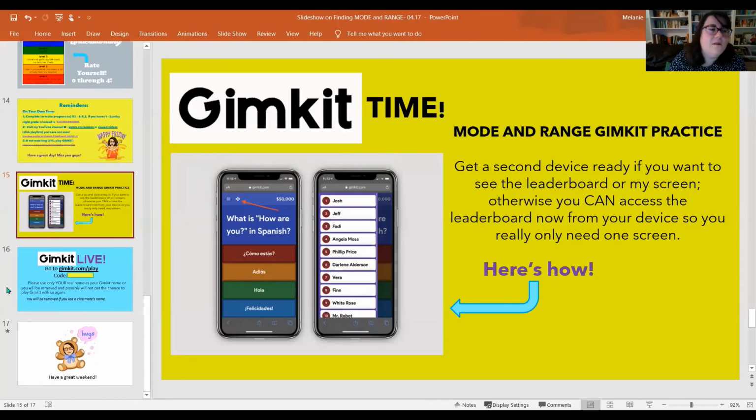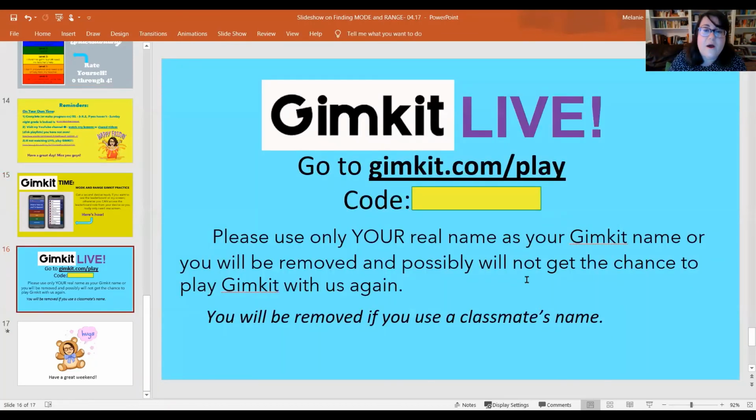All right, so I'm going to go ahead and get the code. I want to remind you, you have to use your real name on GIMP Kit. You will not be allowed into the GIMP Kit unless you use your real name. And I have changed something. I changed it so that you cannot join the GIMP Kit late, okay?